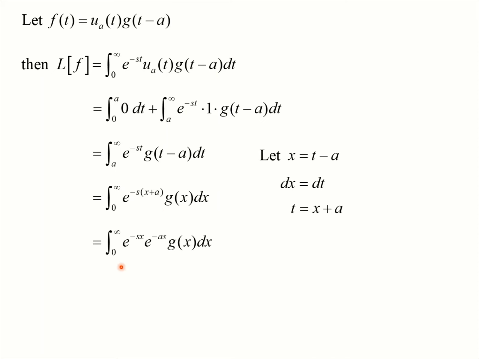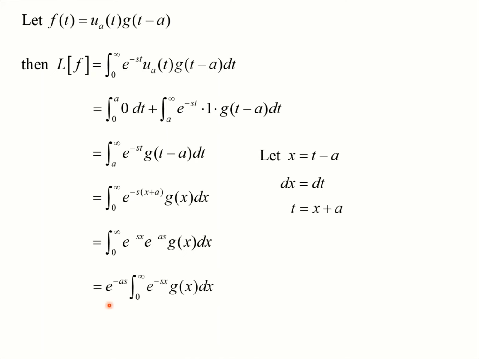And so I have the integral from 0 to infinity, e to the negative s times x, e to the negative as, and then g of x dx. Now look at this. We are integrating now with respect to x and not with respect to t. Well, there's no t there. But there is a constant that I can pull out. I can pull out the factor that is above that red circle, out of the integral sign. And so I have that right there.